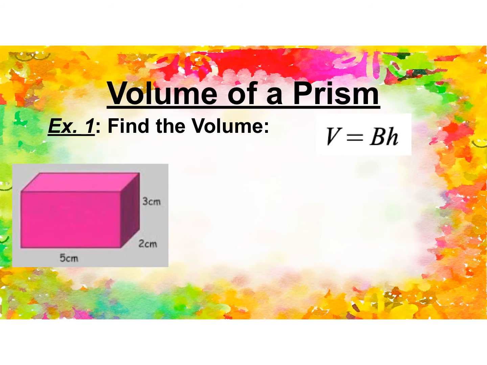So in example 1, we said that we're going to have this be our base and this be our height. So we're going to do the volume of the base. So that's 5 times 2 times the height, which is 3. So really with a rectangular prism, it ends up being the length times the width times the height. You're multiplying all 3. You can do it in any order. And we get 30. And then we're going to say cubic centimeters.